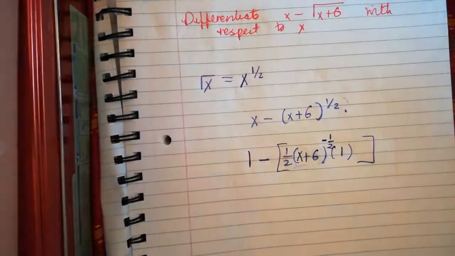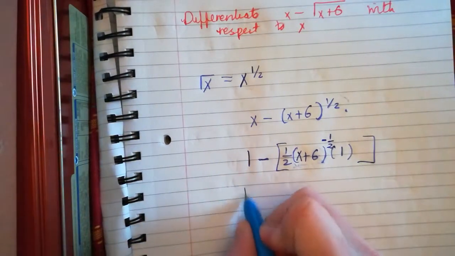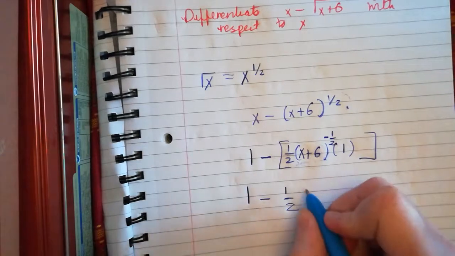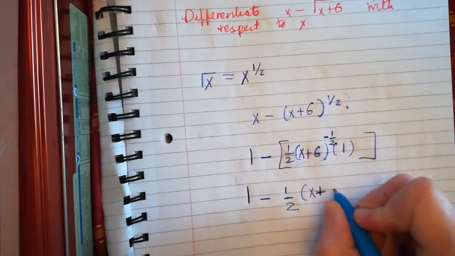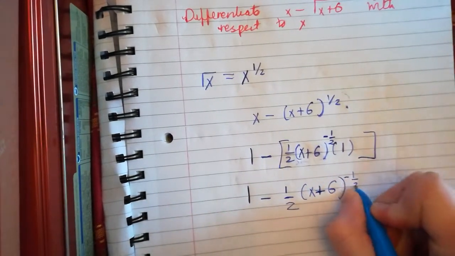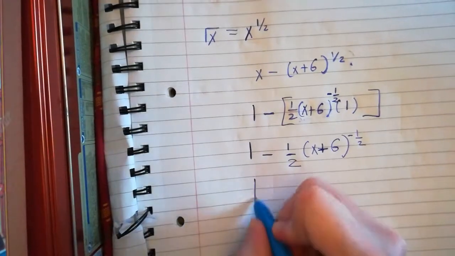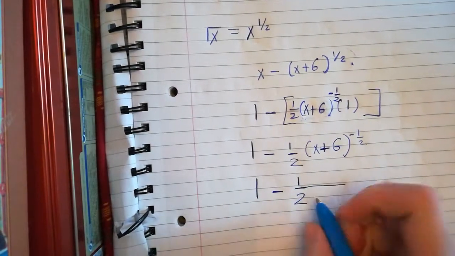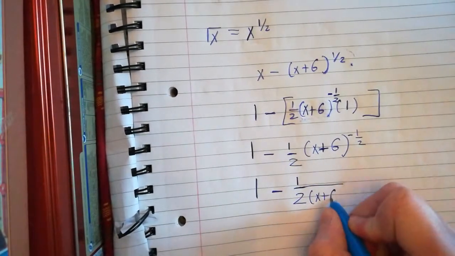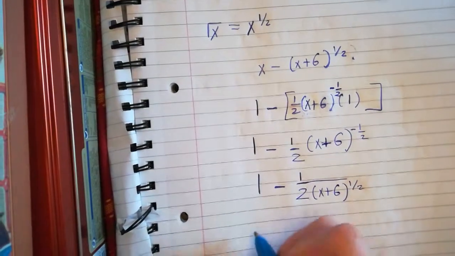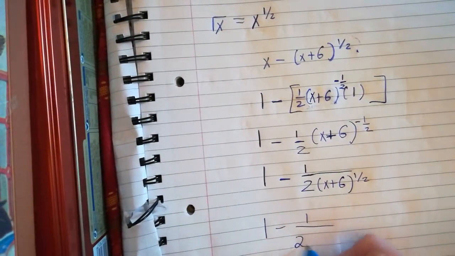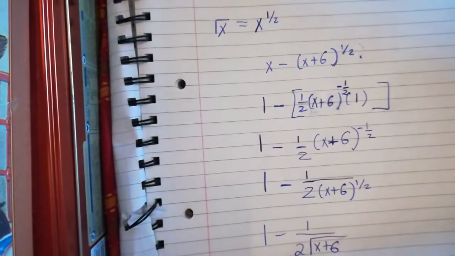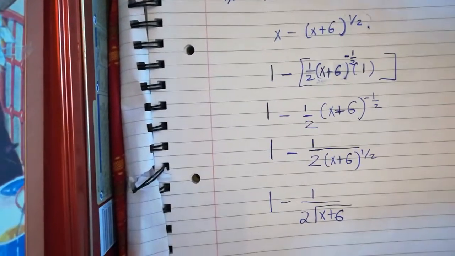So it's going to be 1 minus a half (x plus 6) to the power of minus a half. So if I just want to make that 1 minus a half multiplied by (x plus 6) to the power of minus a half, or 1 minus 1 over 2 root x plus 6. And that is it derived with respect to x.